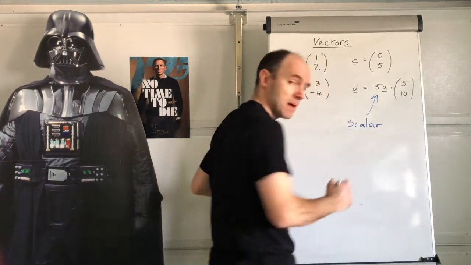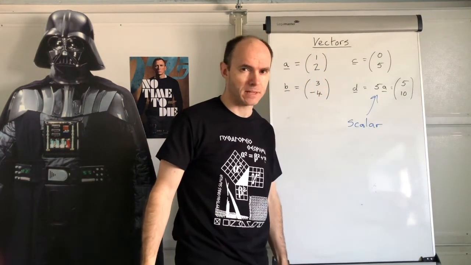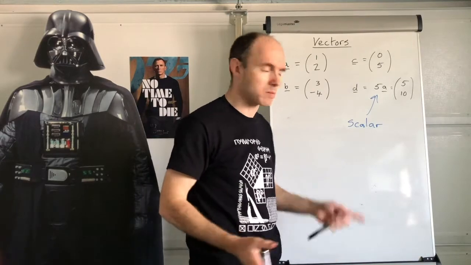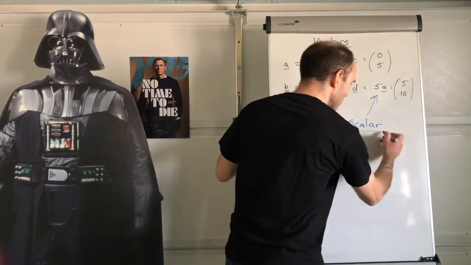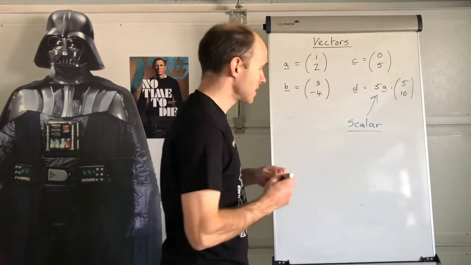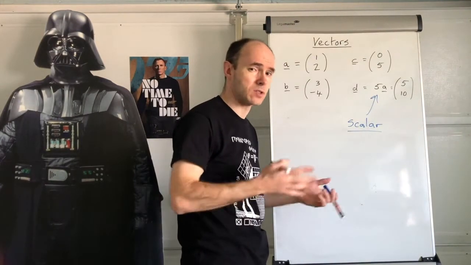In other areas of maths, we call it a constant. In vectors, it means the same thing, but we call it a scalar. Important word. Make sure you make a note of it. A scalar is just a constant. It's just a value.